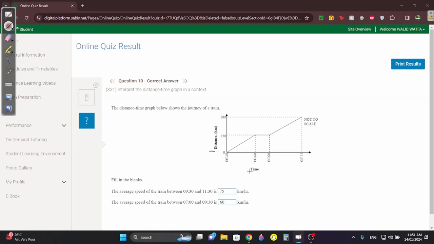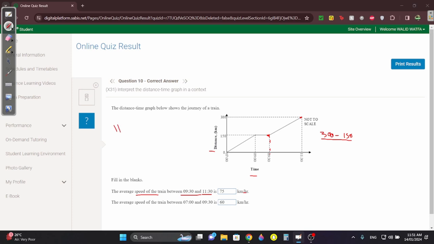This is a graph, distance against time. So you know that distance over time is speed. What's the speed of the train between 9:30 and 11:30? Since they want hours, we'll put the time in hours. So between 9:30 and 11:30, 9:30 is over here, it's 150, and then 11:30 is here, 300. So 300 minus 150 divided by the time.